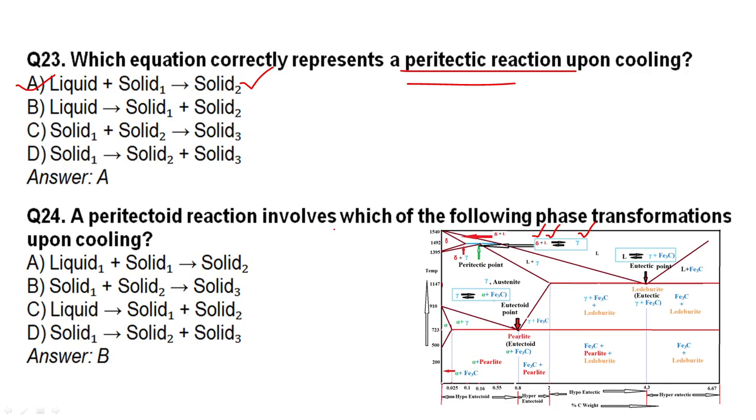The peritectoid reaction involves which of the following phase transformations upon cooling? In the peritectoid reaction, a mixture of two solids is converted to one single solid. Two solid solutions mixing are converted to one solid. That is the peritectoid reaction.